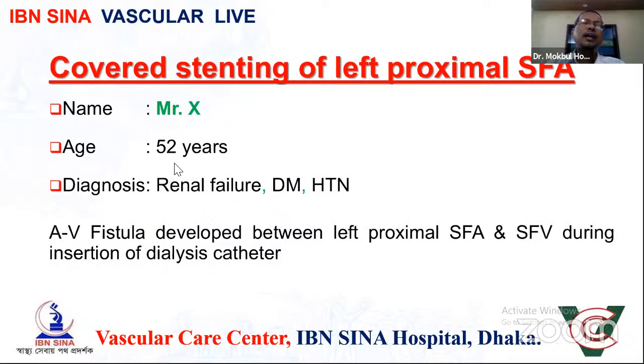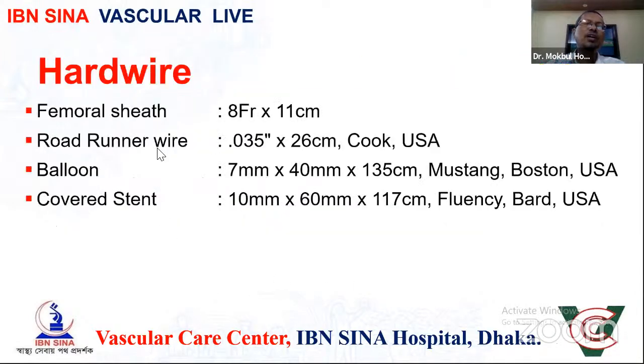And this is a case presentation. Mr. X, aged about 52 years, having renal failure with diabetes mellitus and hypertension. There was an AV fistula developed between the left proximal SFA and SFV during insertion of a dialysis catheter. The hardware used here: 8 French sheath, 0.035 wire, 7 millimeter balloon, and 10 millimeter by 60 millimeter covered stent.